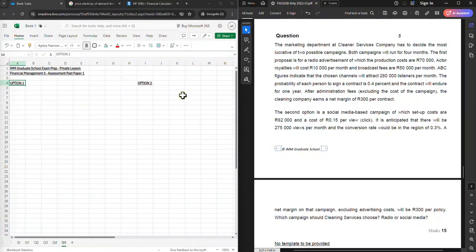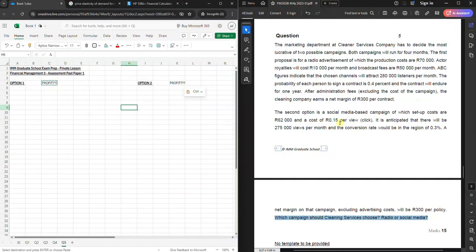As you read, remember the requirement only said which campaign should the cleaning service choose. Do you agree? Yes. There wasn't any guidance in terms of what you should be looking at. So this question requires you to look at the information and then draw a conclusion in terms of what you should be analyzing. So you've hit the nail on the head. The main focus is going to be on profit, right? Option one, we want to know how much profit it makes in comparison to option two, right?